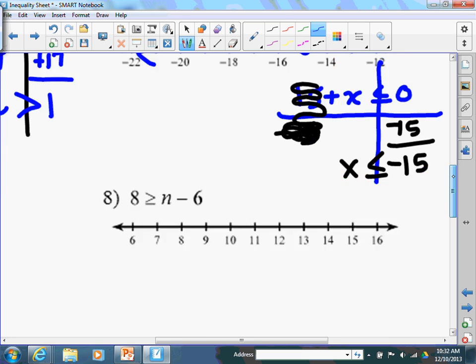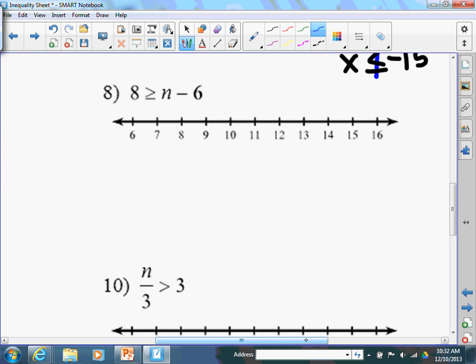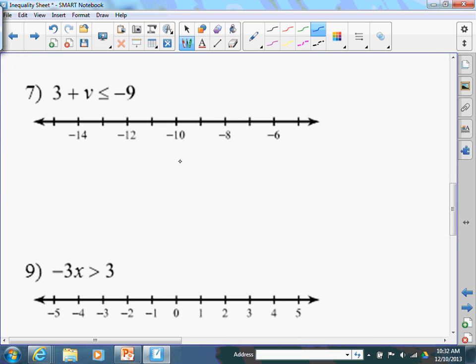Okay, number 7. Is our variable over here to the left? Yes. Okay, so we're good. Next check. Is there a negative right beside the variable or below the variable?